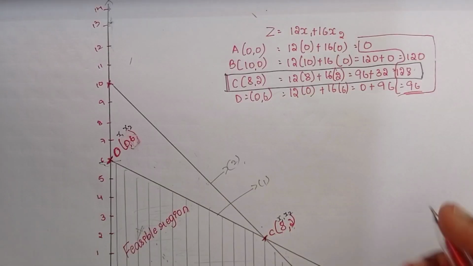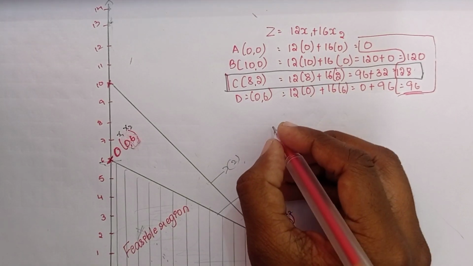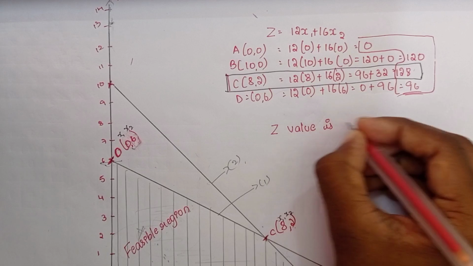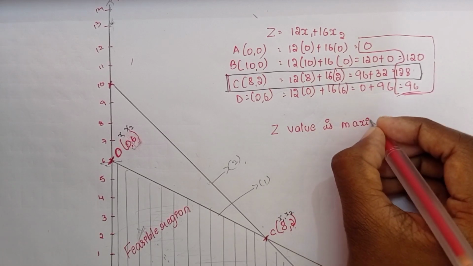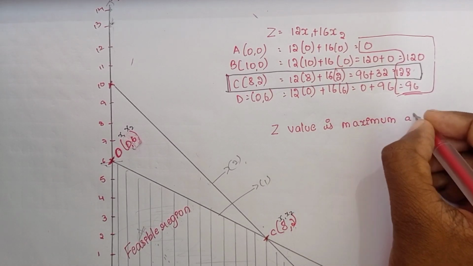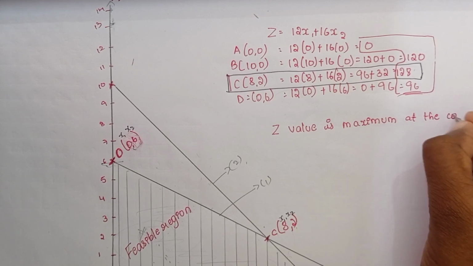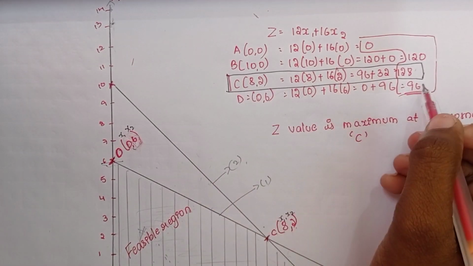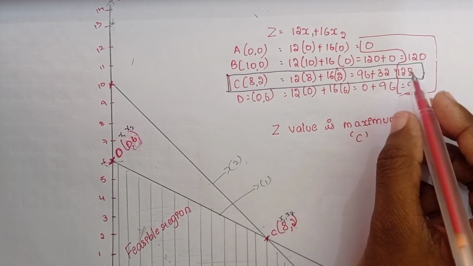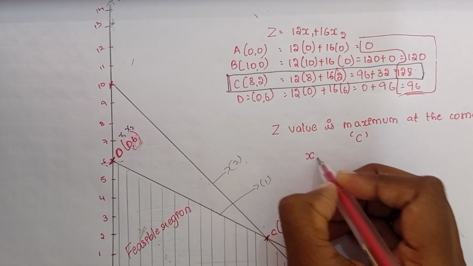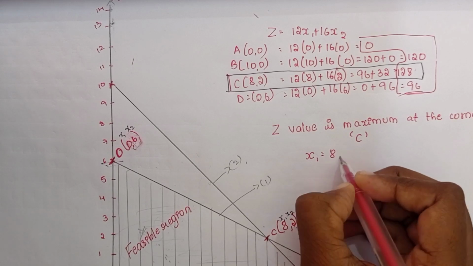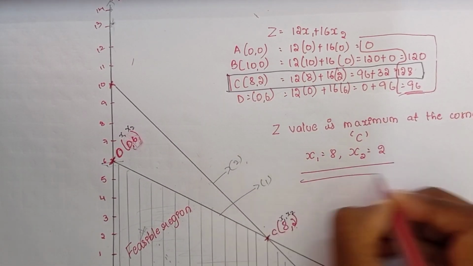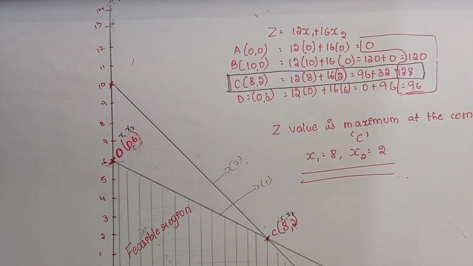At the end, you have to write the conclusion. The Z value is maximum at the corner C. At the C corner we have got the maximum value, that is 128, where x1 is 8 and x2 is 2. So this will be our conclusion.